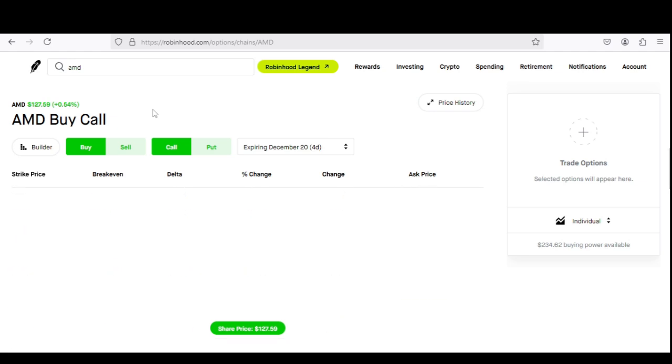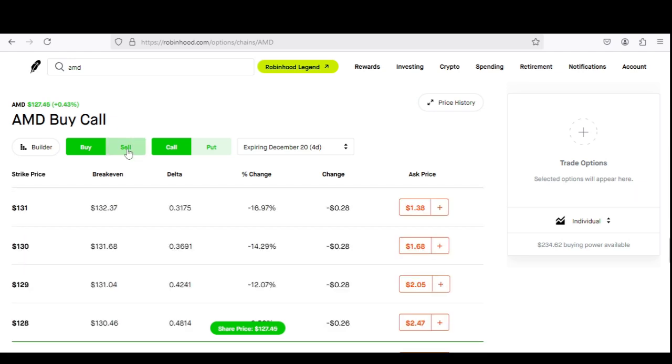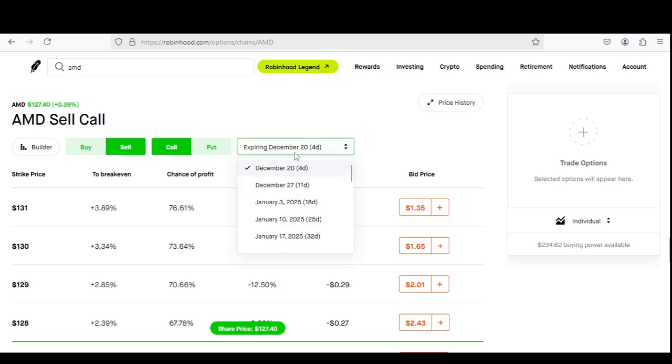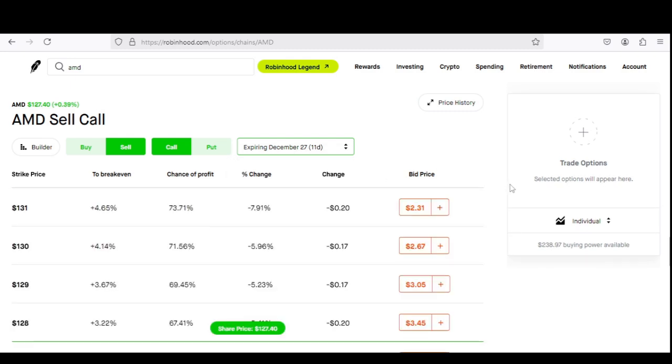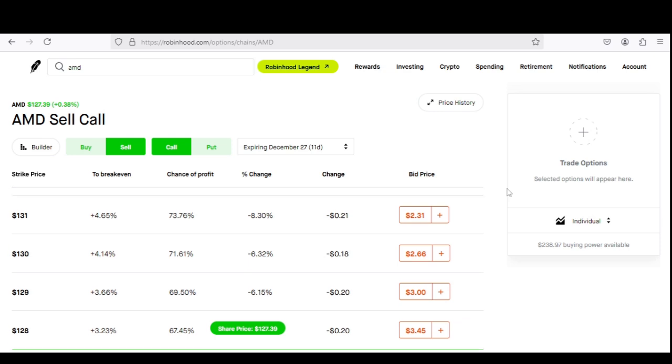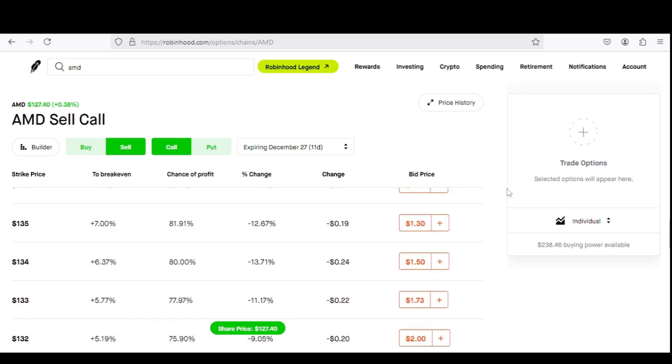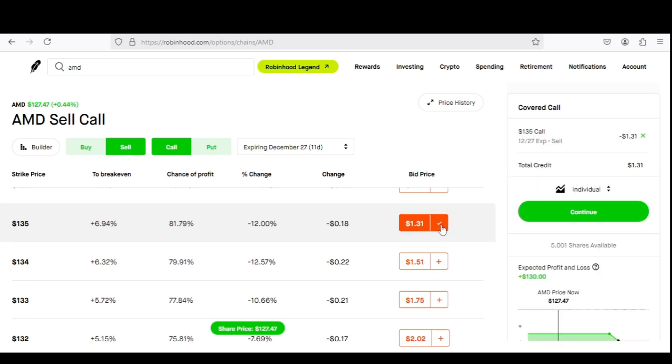So here we are back on the AMD option chain, and we're going to do a similar strategy, which is going to be selling covered calls once again. So let's go ahead to sell, let's go ahead to call, and now we're going to choose the exact same expiration date. We're going to go with December 27th. And then now we're going to do the exact same thing once again. We're going to choose our strike price above the current share price. And I will be going with the $135 strike price. Now, for the $135 strike price, that's going to pay me an additional $1.30 or $130.